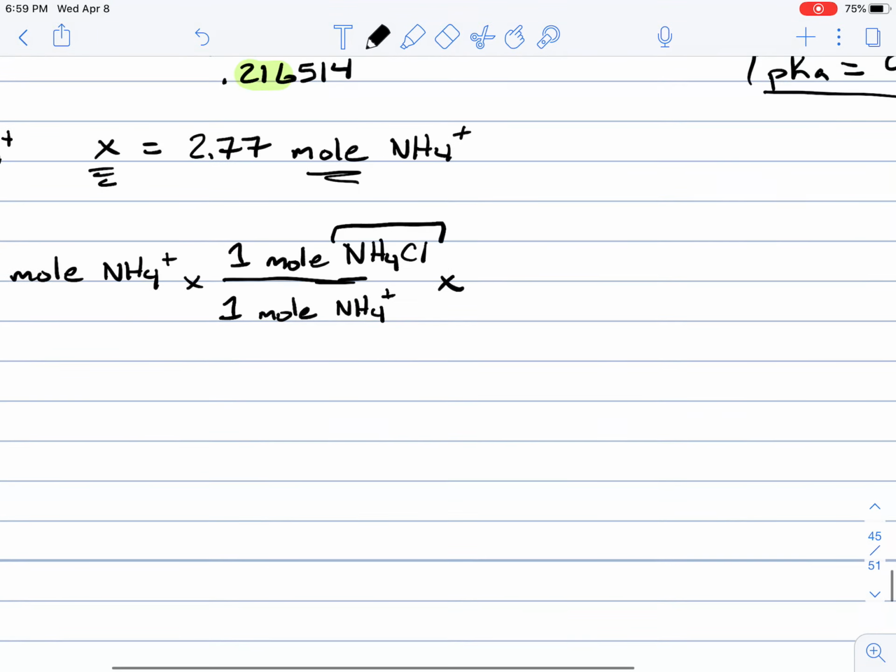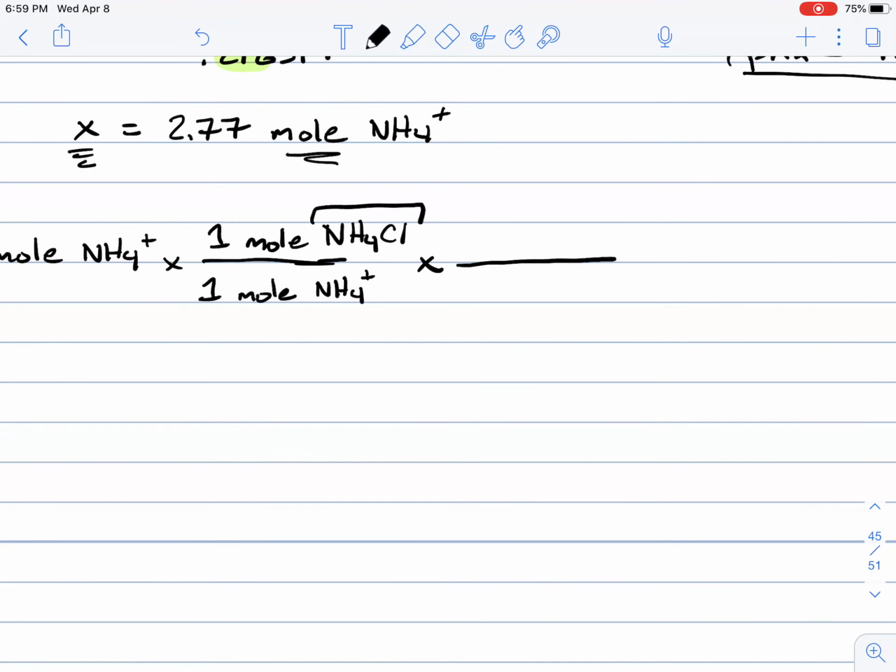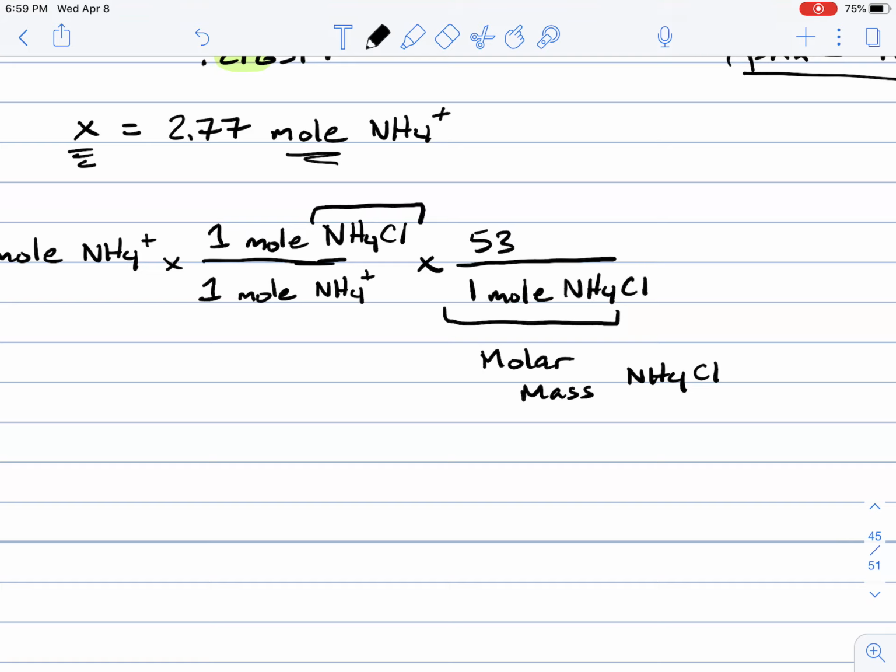And then now that I'm in moles of ammonium chloride, I'm going to go ahead and calculate the molar mass. So I'm going to use the molar mass as a conversion factor, and it's going to be the molar mass of NH4Cl. And so for every 1 mole of NH4Cl, that's going to give me 53.491 grams of ammonium chloride. And so you guys are going to be using the periodic table, specifically the atomic mass.